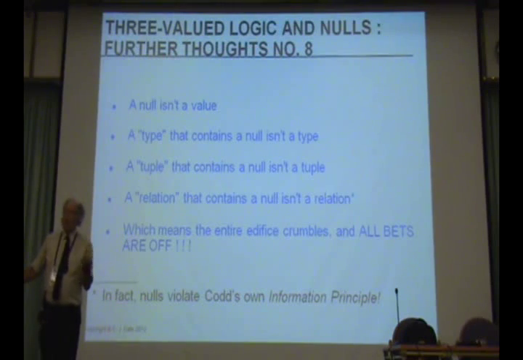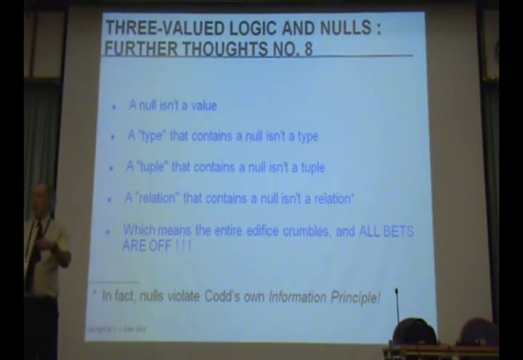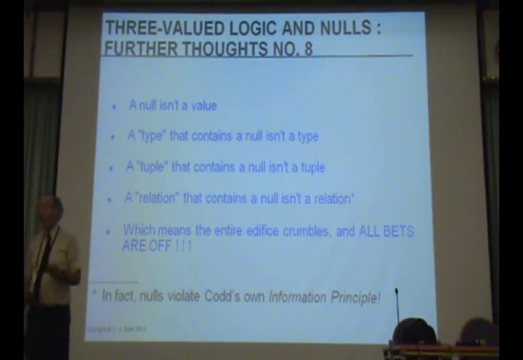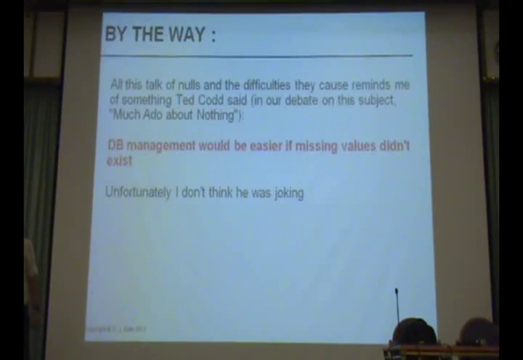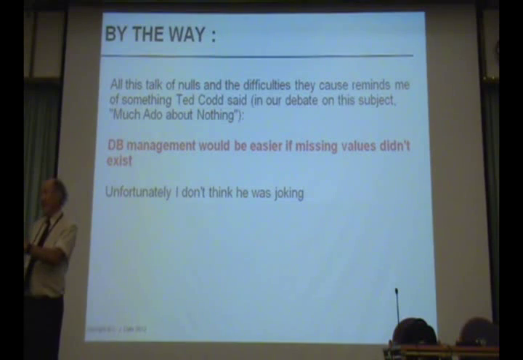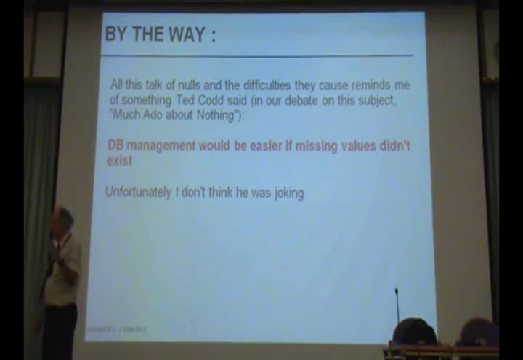Well, I am eternally grateful to Ted for giving us the relational model in the first place. We are all in this room right now because of the work that Ted Codd did in the 60s and 70s. We all owe our careers and livelihoods to Ted's work. We can allow him one mistake, but it was a pretty big mistake in my opinion, and I think lots of other people's opinions too. Oh yes, in that debate, the Much Ado About Nothing thing in print, Ted made a remark that was absolutely priceless. He said, database management would be easier if missing information didn't exist. Way to go, Ted. Unfortunately, I didn't think he was joking.